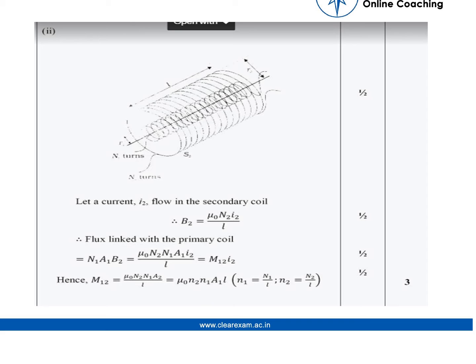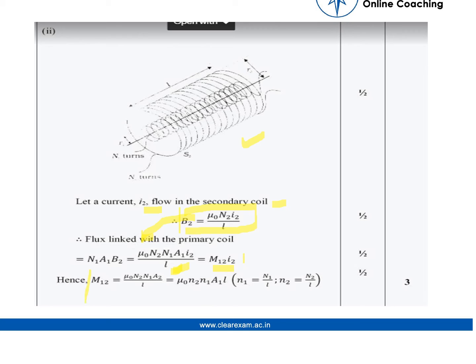Now coming to the derivation part, firstly we will draw this diagram. So let a current I2 flow in the secondary coil. So the formula of B2 will be mu naught N2 I2 over L. Since the flux linked with this primary coil is N1 A1 B2, we will use this B2 from here. And finally we are getting this, and this is nothing but M12 I2.